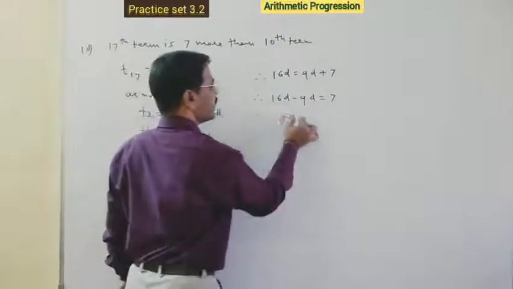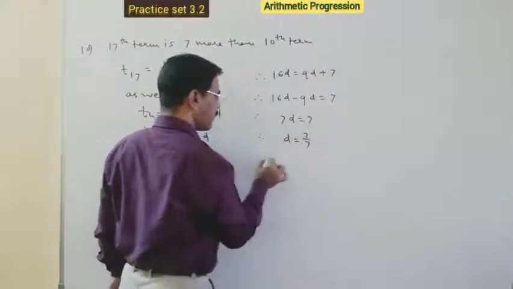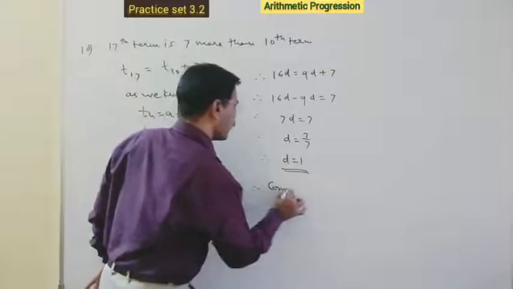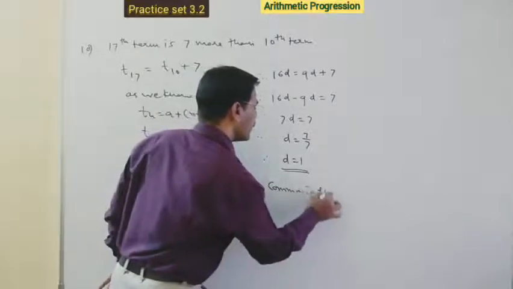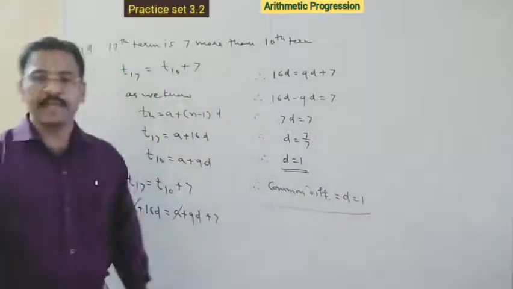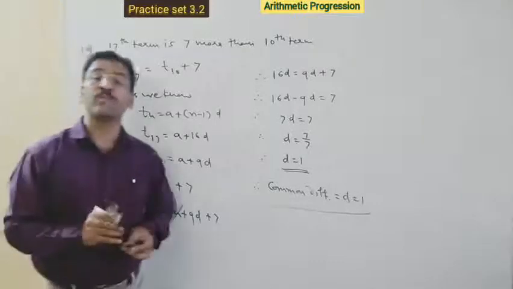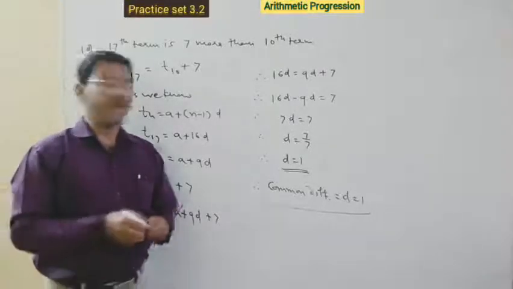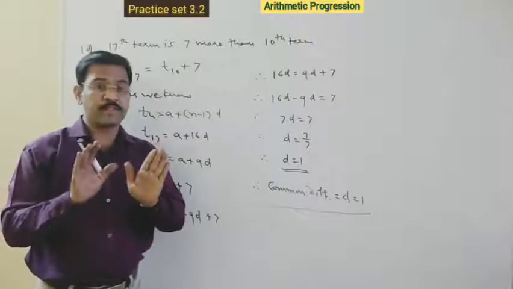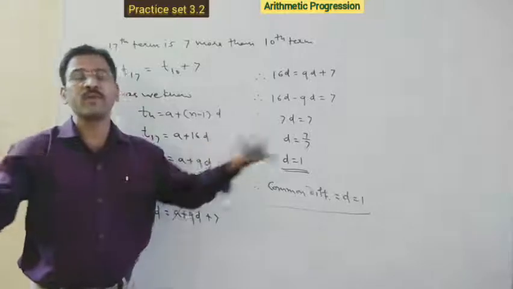Here it is 7d is equal to 7. So d is equal to 7 upon 7. That is d is equal to 1. We can say here, therefore, the common difference d is equal to 1. Understand, friends? Look here. Try to solve some examples from the problem set also using this 3.1. Okay? So, friends, try to solve some examples yourself. Then you can get some confidence.